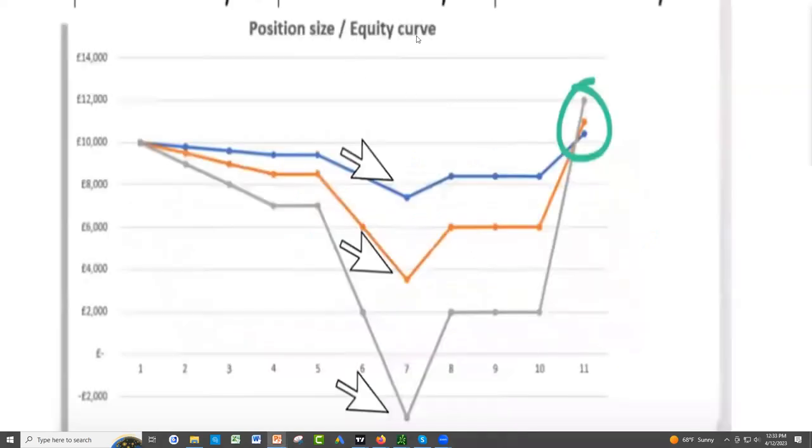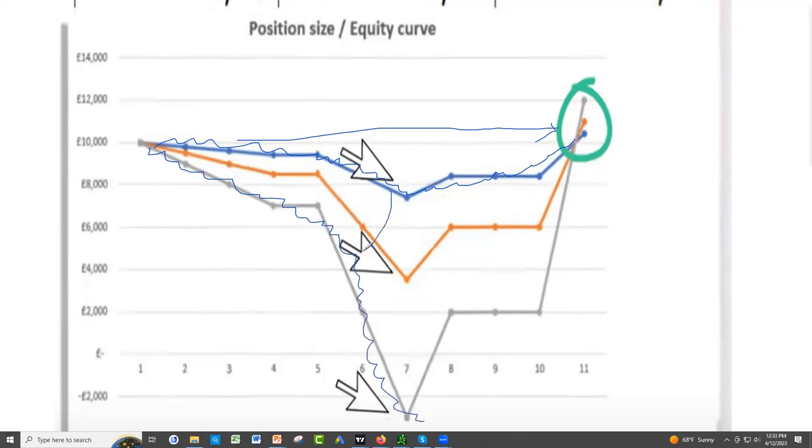Let me show you the power of small size. This is a guy that trades small size. As you can see, he dips a little bit, but comes back to break even fairly fast here. It's fairly straight. That's the dude here that gambled with a lot of big sizes, too big of a size for his account. Look at the angle. Look at the angle of separation.